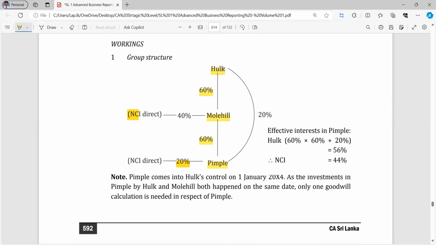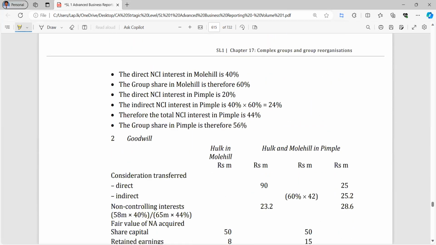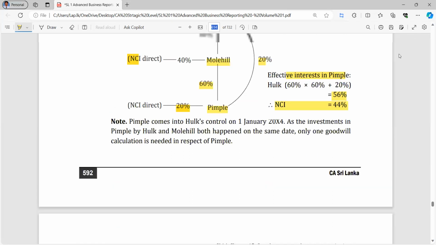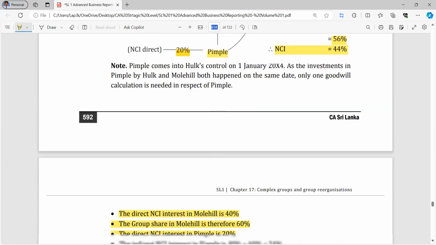In the meantime, the Hulk acquired 20% of the Pimple, that is the direct investment. The effective investment in Pimple is 60% into 60%, plus the direct investment 20%, that is 56%. The remaining goes to the NCI shareholding, right? I think that's clear for you all. So I'm not going to discuss it again; the group share is 56%. You know that the remaining 44% is the NCI. Repetition is not required.